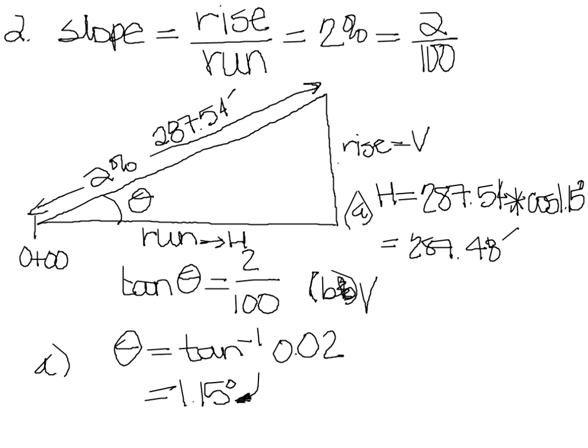Our vertical distance there, our rise, is equal to 287.54 times the sine of 1.15 degrees, which is equal to 5.77 feet.